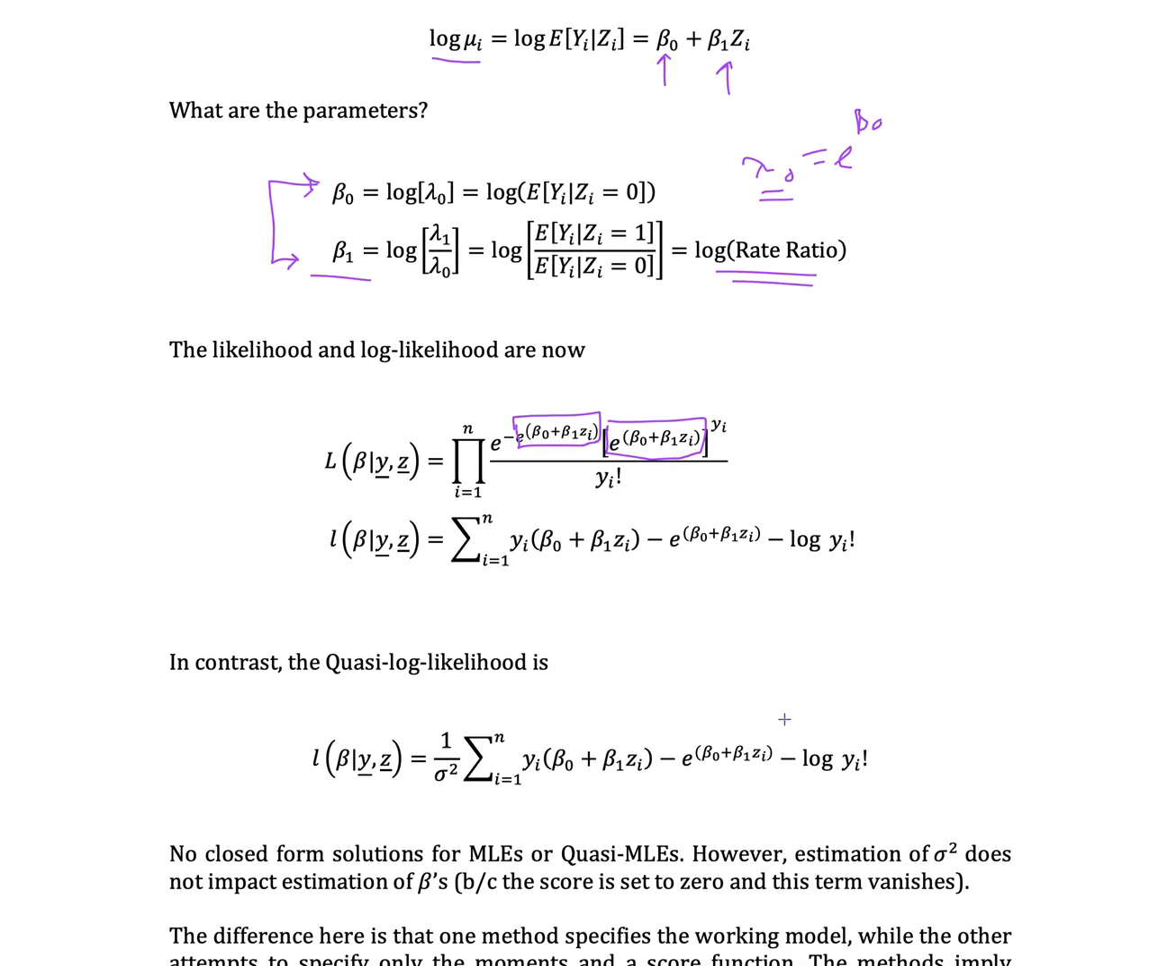Now, in contrast, the quasi-likelihood looks almost the same, except I've got an extra piece right out here, 1 over sigma squared. And so I can maximize this function, or I can maximize this function, okay? Now, in this case, because these are complicated expressions, there are no closed forms for maximum likelihood estimators or quasi-maximum likelihood estimators. All right, but one thing that's nice is estimation of the over dispersion parameter doesn't affect estimation of the betas. And the way you can tell that is because this is a constant for this log likelihood, and I can always rescale this by a constant. So if I'm interested in beta, I can rescale this by sigma squared, and that's not going to change the beta that maximizes this function.